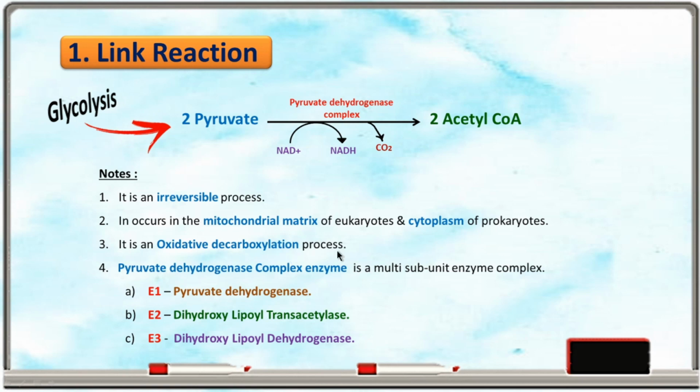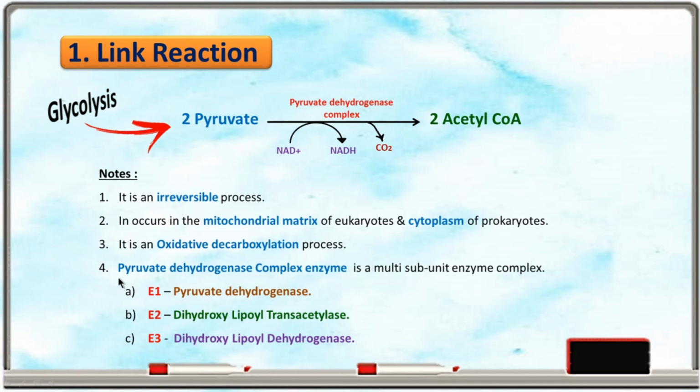Next, the third point is that it is an oxidative decarboxylation process. That means in the link reaction, decarboxylation occurs. That means carbon is removed from a substrate to produce the product. Here, pyruvate, a 3-carbon compound, is converted into a 2-carbon compound, acetyl-CoA. That means there is an elimination of carbon in the form of CO2. That's why it is known as an oxidative decarboxylation process.